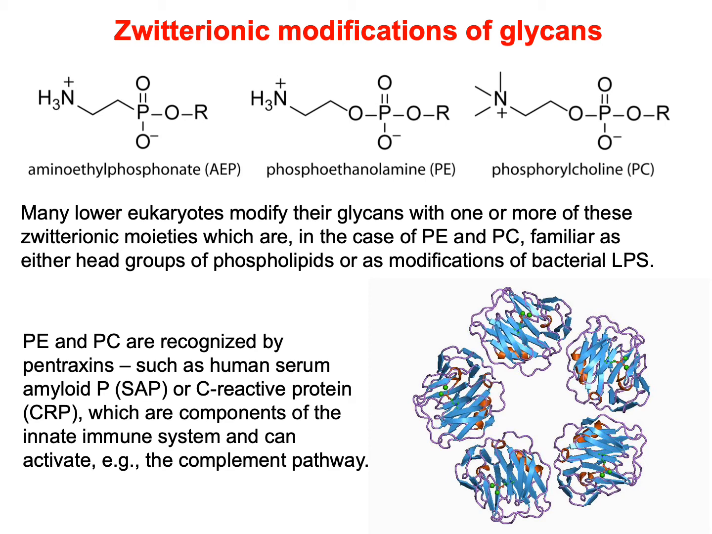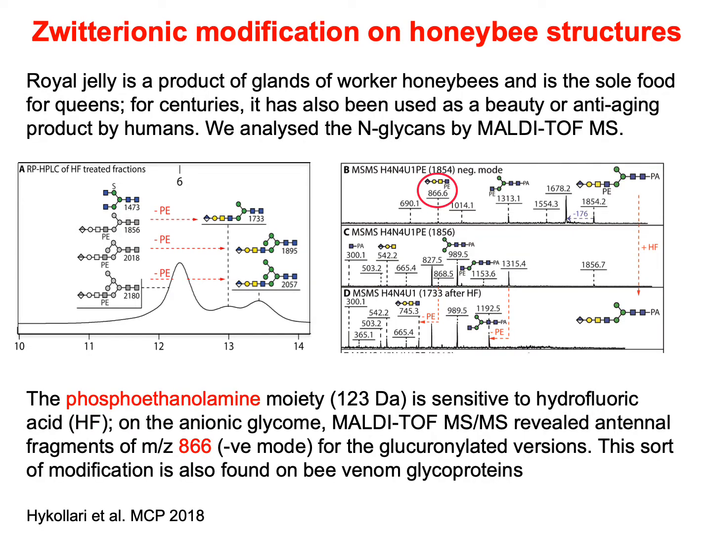C-reactive protein, or CRP, perhaps you're familiar with as one of the values when you have a blood test done, is a marker of inflammation and can activate, for instance, the complement pathway. When we looked at the honeybee in terms of the glycome, we first looked at royal jelly. Now, royal jelly has almost a mystical status, as it's been used as a beauty or anti-aging product, but is, for the bee, important as a sole food for the queen bees.